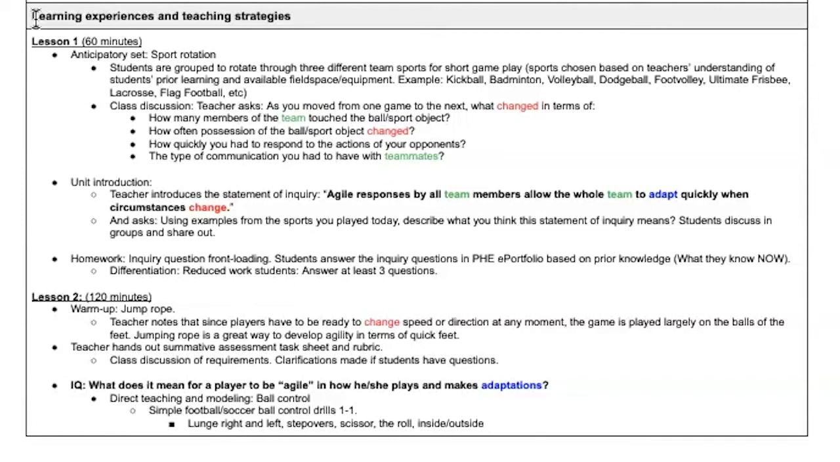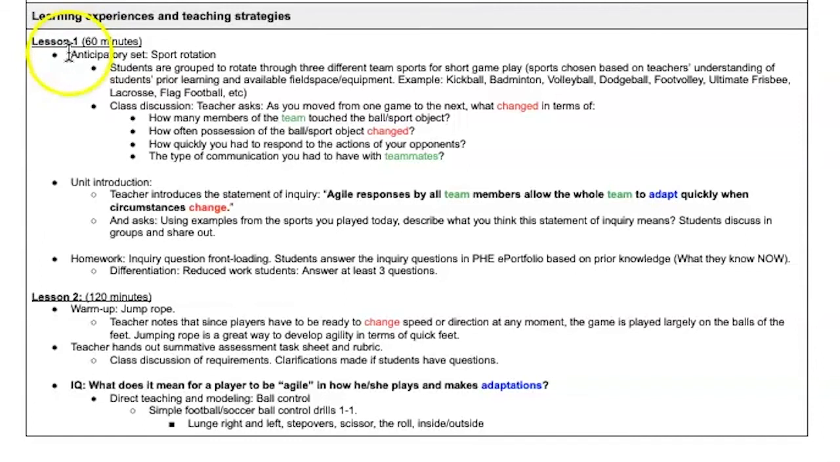Might be helpful for passing this unit on to the next teacher who is going to be teaching this particular course. So in this case, the teacher uses lesson by lesson. It could be week by week or topic by topic or inquiry question and then the next inquiry question. However you want to organize it in sequential order is fine.